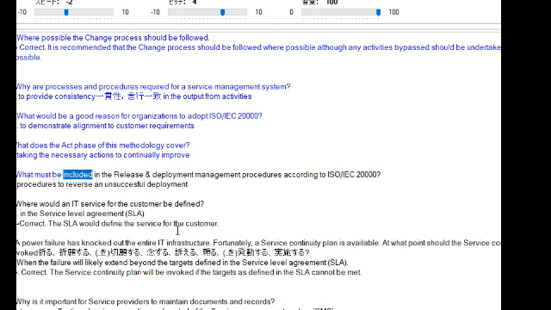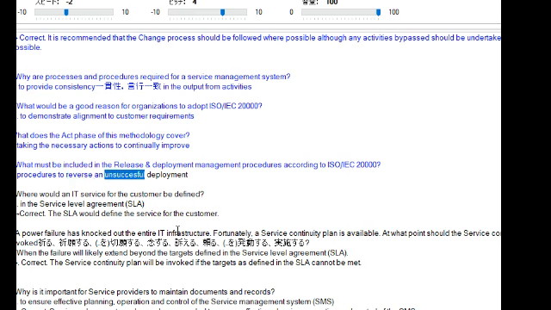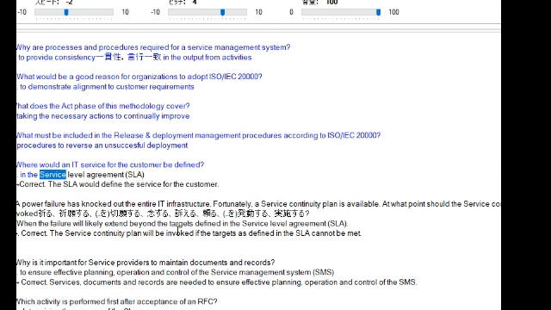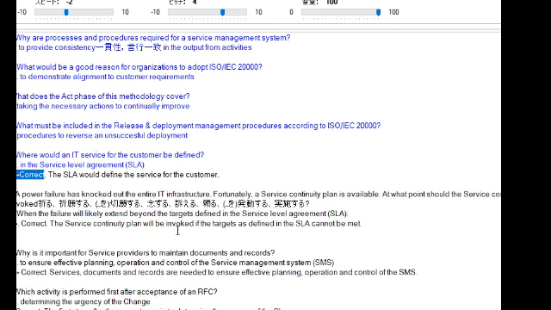What must be included in the release and deployment management procedures according to ISO/IEC 20000? Procedures to reverse an unsuccessful deployment. Where would an IT service for the customer be defined? In the Service Level Agreement, SLA. Correct. The SLA would define the service for the customer.